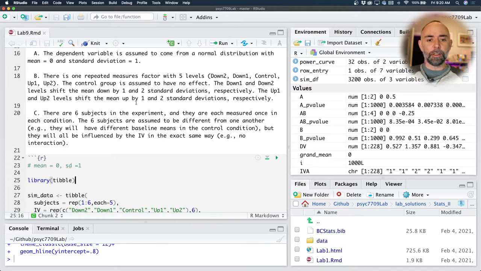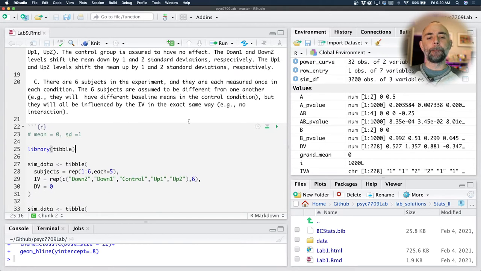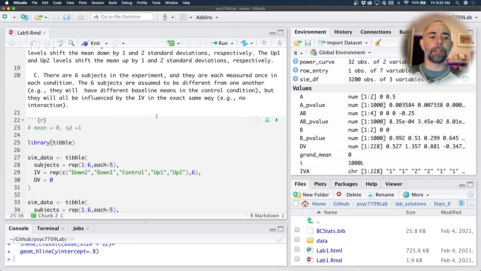Also, there's 6 subjects in the experiment. They're each measured once in each condition. The subjects are assumed to be different from one another, so they will have different baseline means in the control condition, but they will all be influenced by the independent variable in the exact same way. So no interaction between subjects and the independent variable.